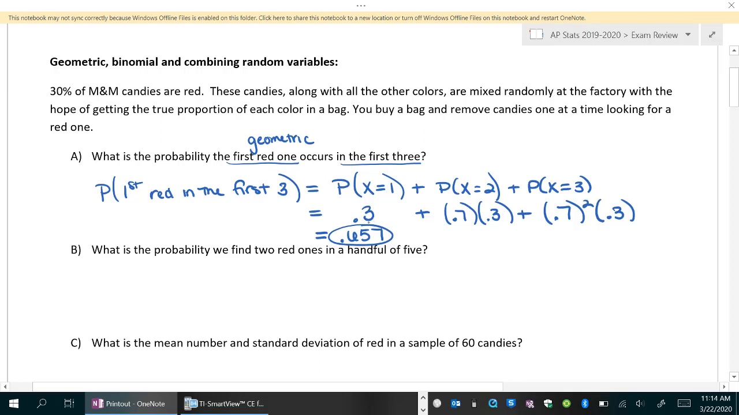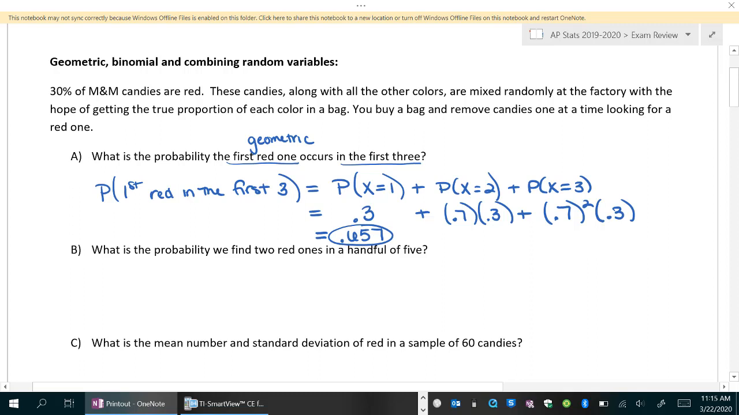Or maybe it doesn't happen until the second M&M you take out. So that would be the probability x equals 2. So if the probability of selecting red is 0.3, that means the probability it's not red is 0.7. So 0.7 times 0.3. Or maybe it does not happen until that third M&M. So 0.7 to the power of 2 means the first 2 were not red, times the probability it was red of 0.3. So when I multiply those and add them up, I get 0.657.